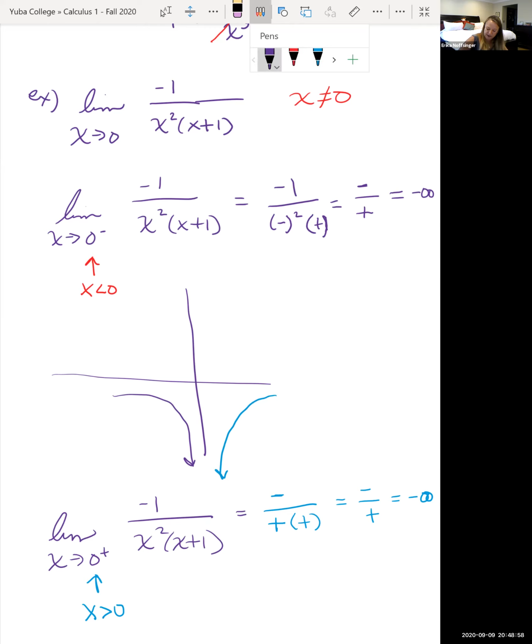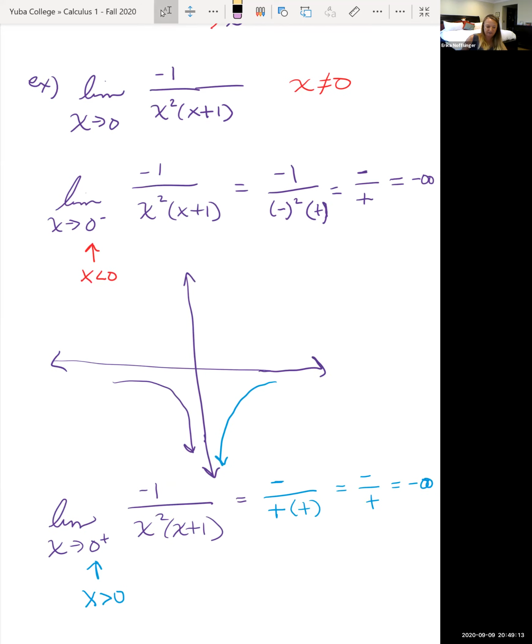So you just have to do some reasoning on the left and the right of your vertical asymptote and think about the numbers that you're plugging in. Are you going to get back a positive number or a negative number? And that will tell us whether it's shooting off to positive or negative infinity.